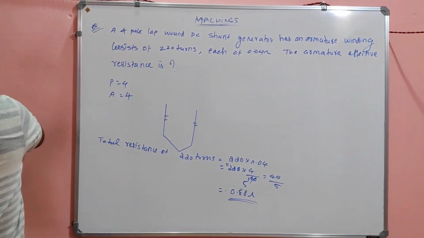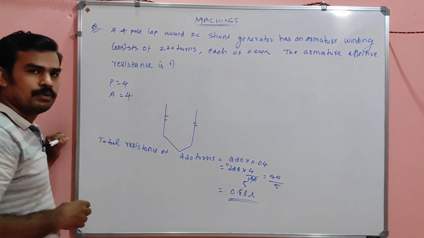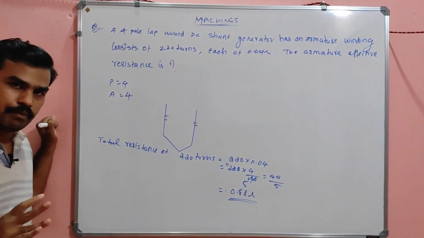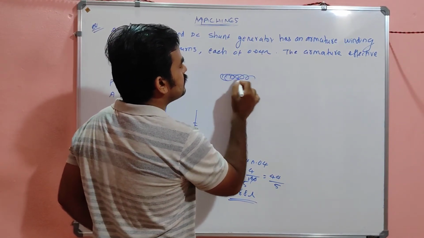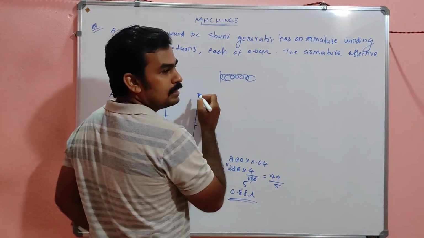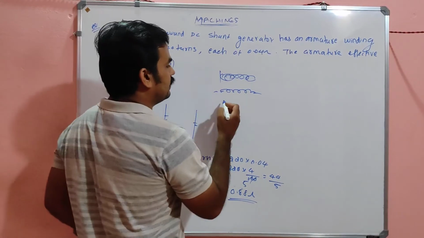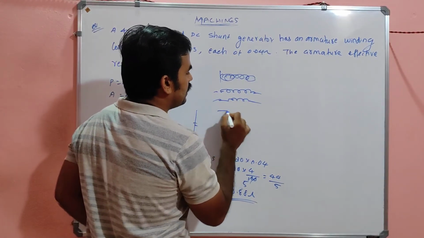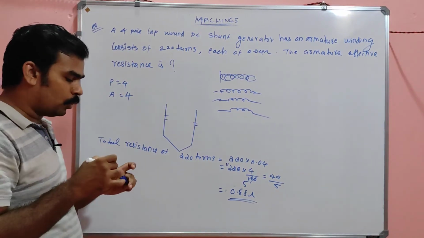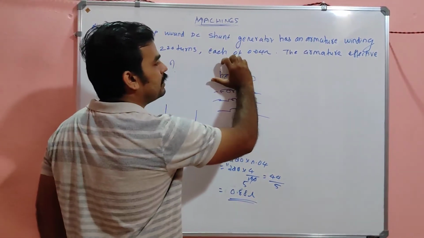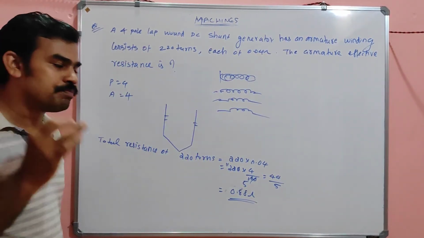Then since it is a lap wound generator, how many parallel paths does it have? 4 parallel paths, correct? That means some bundle of conductors connected in series form one parallel path, another bundle in series makes another parallel path, again another and again another. So the total 220 turns are connected by 4 parallel paths. So what is the resistance of each parallel path?